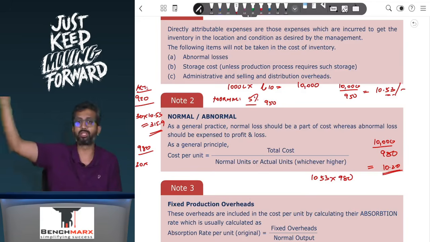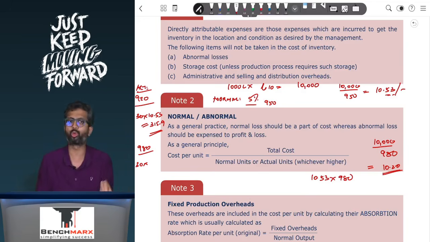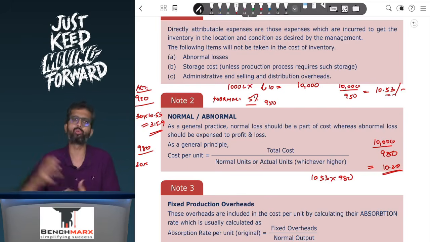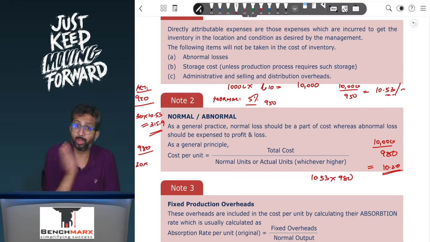However, in the next year when the water is actually sold, the cost per unit is only 10.2 instead of 10.53, and if the selling price is 11, the gain would relatively be higher. So the general rule that you will remember is, normal loss should be a part of cost, whereas abnormal loss should go to the P&L.